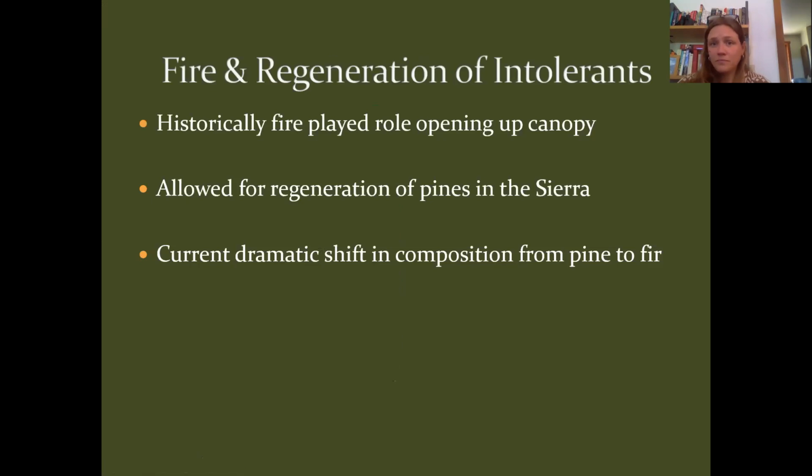And then, as we mentioned, these intolerant species are going to be better adapted to live in environments where there's regular disturbance to the forest, and we're going to talk more about disturbance later in the semester. But fire is a disturbance that is historically a really important ecological part of forests in the Sierra Nevada and in many other places in the world as well.